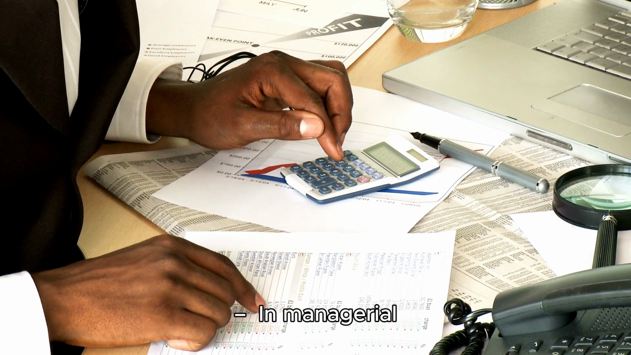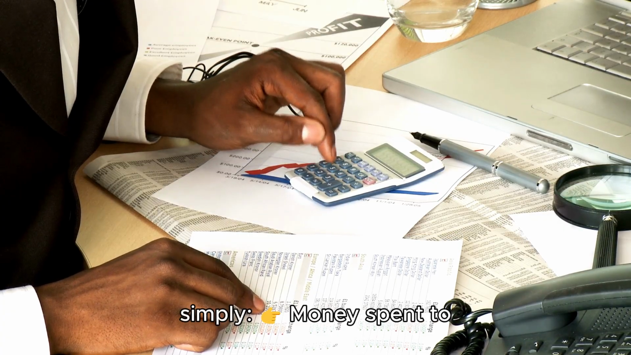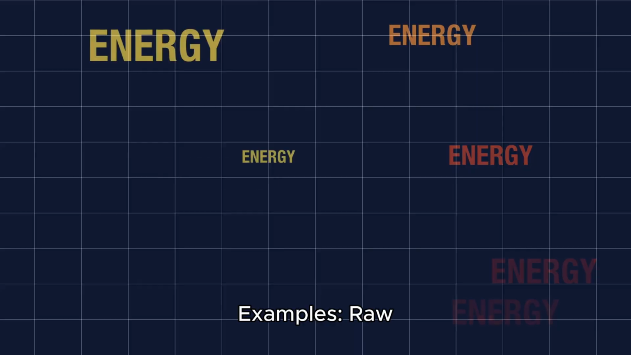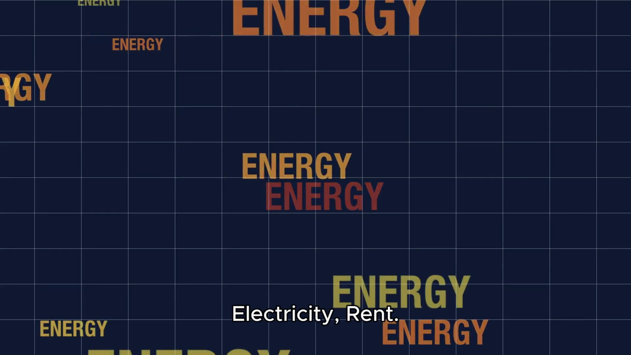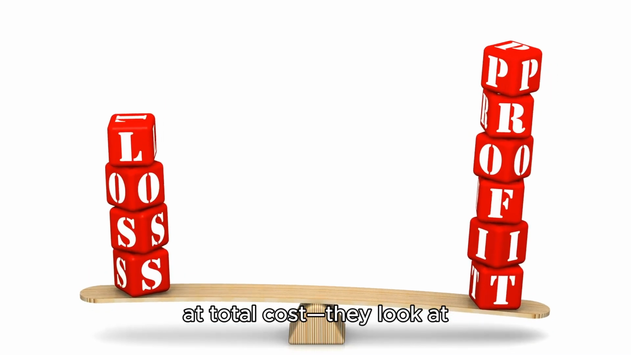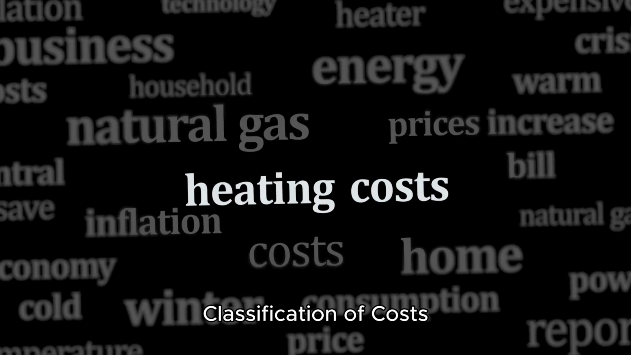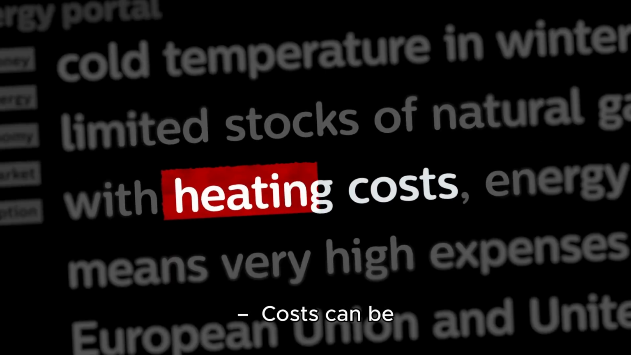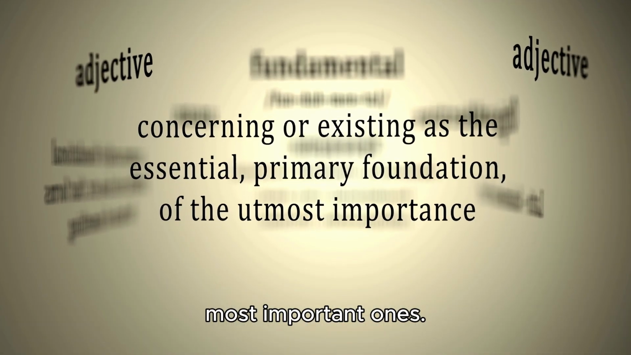1. What do we mean by cost? In managerial accounting, a cost is simply money spent to produce a good or service. Examples: raw materials, wages, electricity, rent. Managers don't just look at total costs, they look at how costs behave and why they occur. 2. Classification of costs. Costs can be classified in many ways. Let's understand the most important ones.